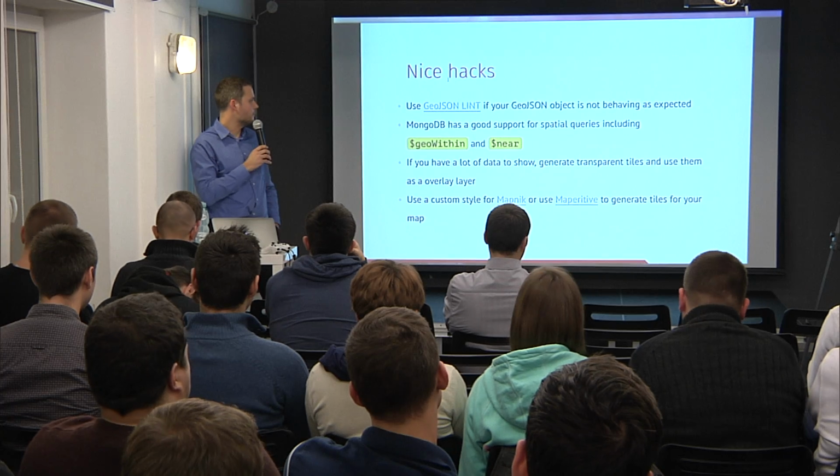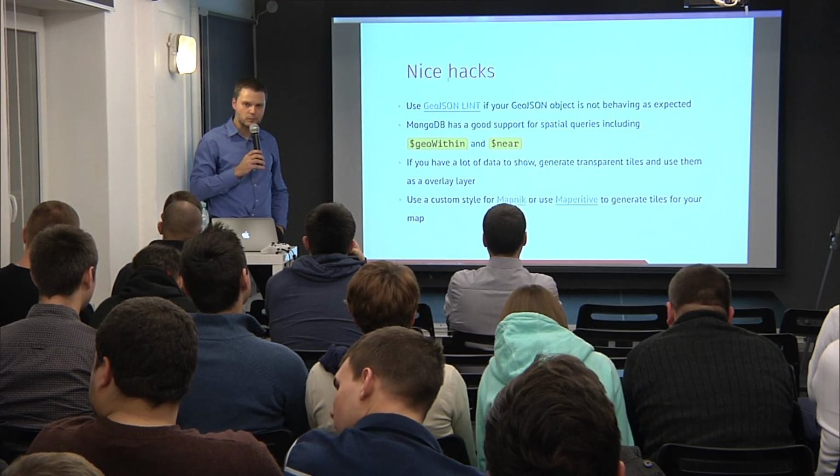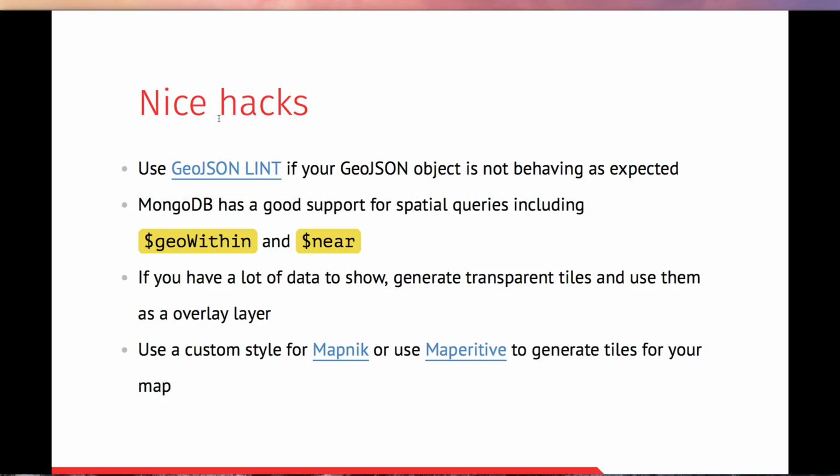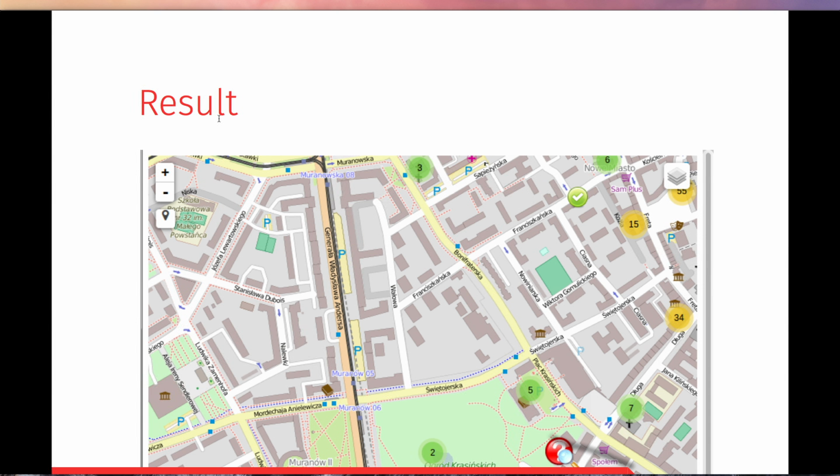Also, I had a lot of data to show. In some different use cases, you may not use the GeoJSON layer at all. Instead of GeoJSON, you can just generate transparent tiles, the graphics, and use them as an overlay over the standard map. And you can use either Mapnik or Maperative to generate the tiles that will visualize the data that you have to show.